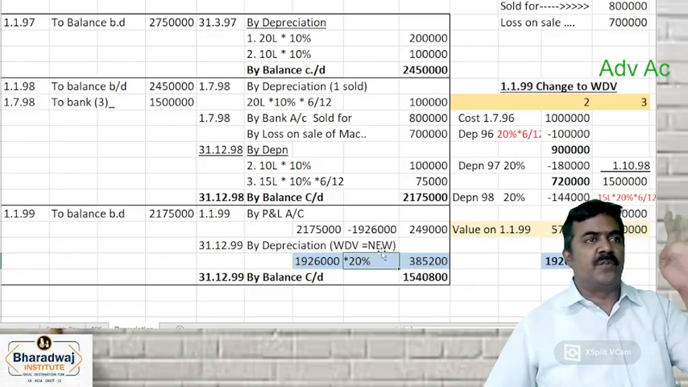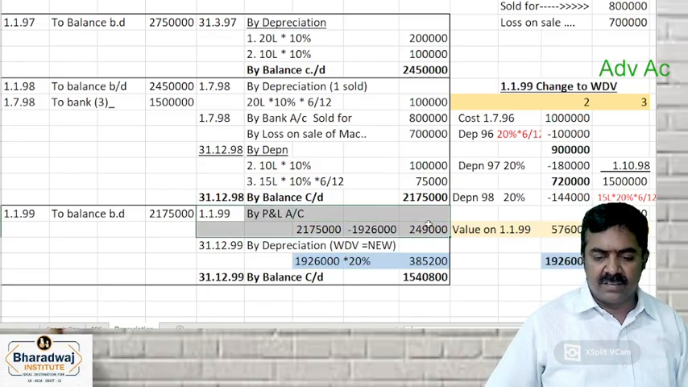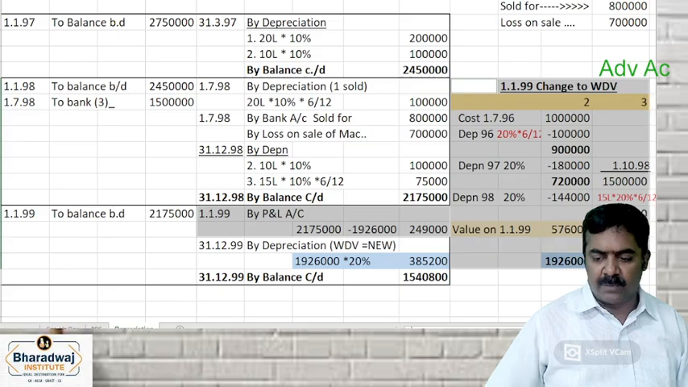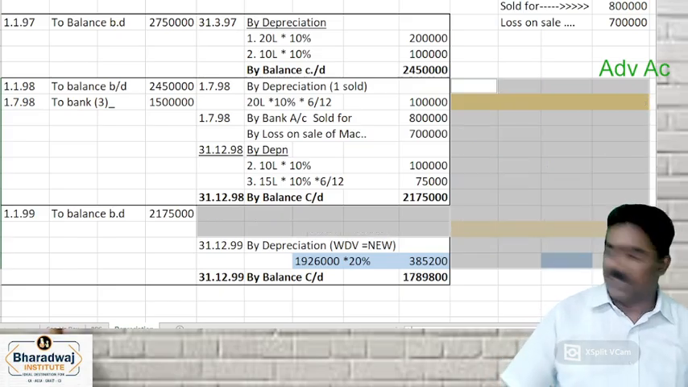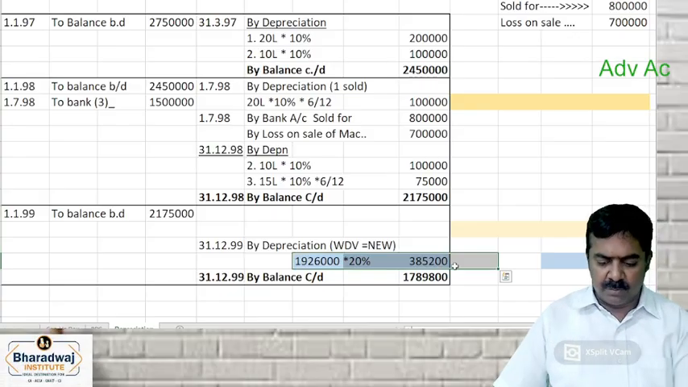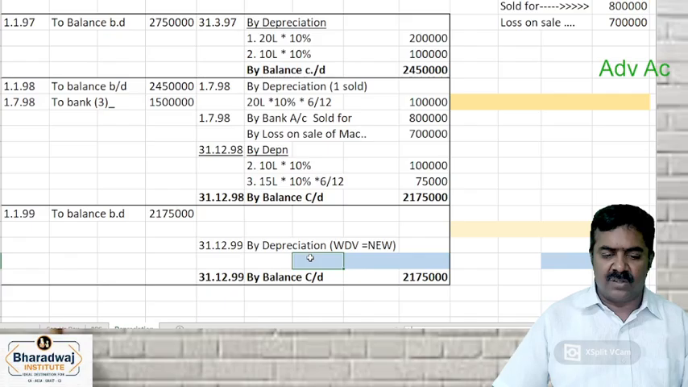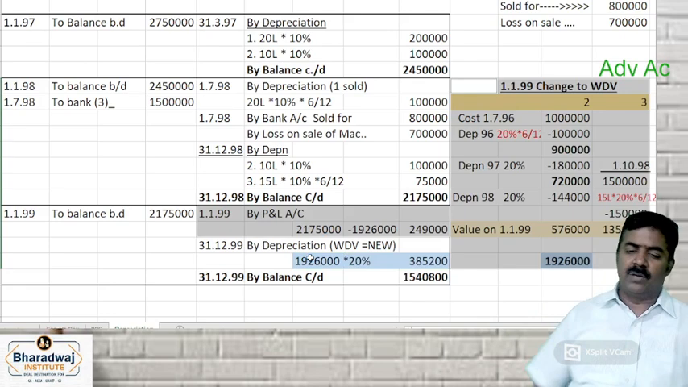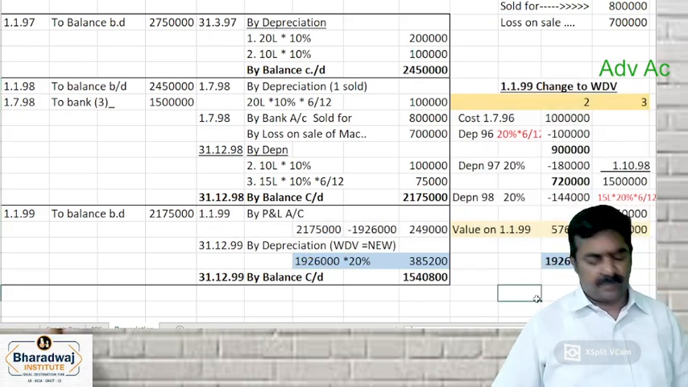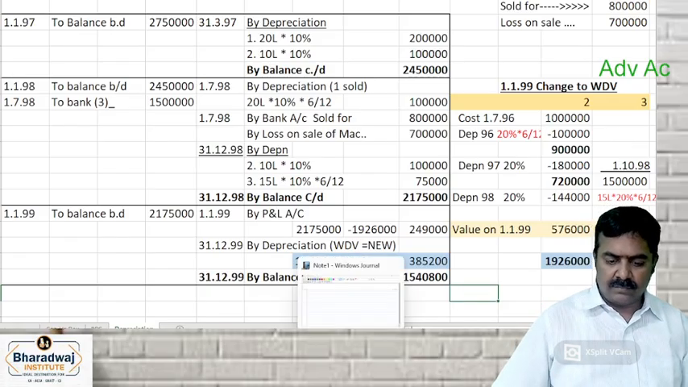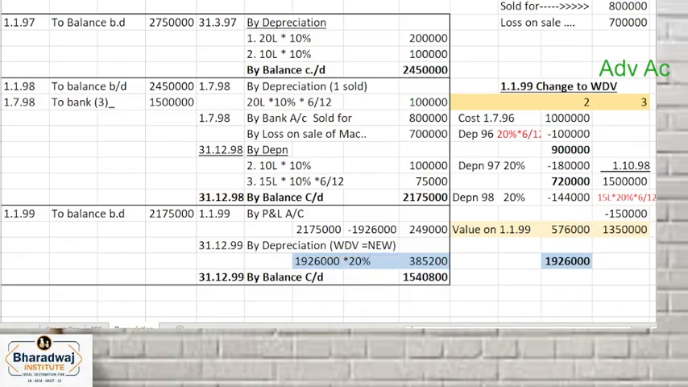Suppose in the retrospective effect nothing is given, what would you have done? None of this work is required. If they had said prospective, all these works are not required. While charging depreciation, in the third year put 21,75,000 into 20%. Because it is retrospective effect, we do all the work. This is for which question? Second question.